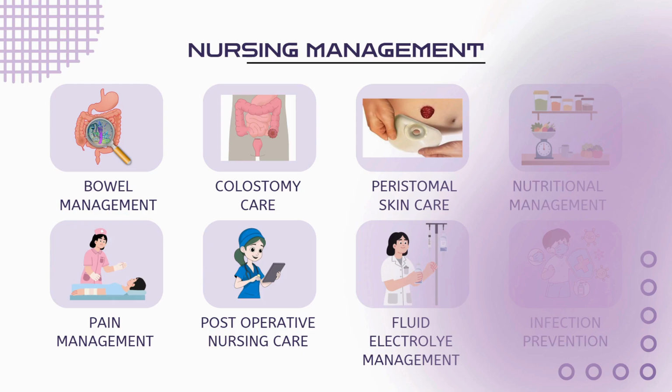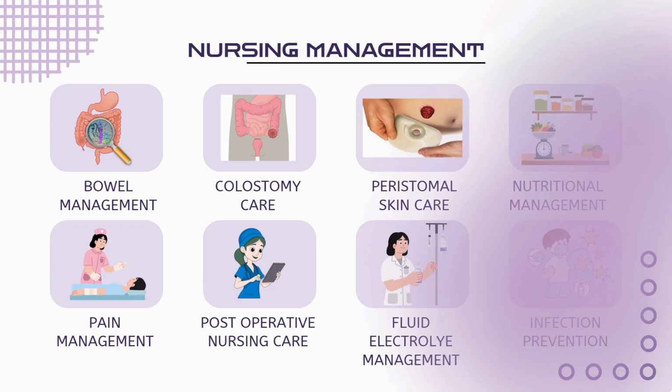Then there is post-operative nursing care. Patients undergoing colorectal surgery require intensive post-operative nursing care. Immediate post-operative nursing priorities include airway maintenance, monitoring vital signs, fluid electrolyte balance, pain management, prevention of infection, and monitoring bowel function. The nurse should monitor for hemorrhage, anastomotic leak, paralytic ileus, wound infection, and urinary retention. Early ambulation is encouraged to prevent deep vein thrombosis, pulmonary complications, and paralytic ileus.